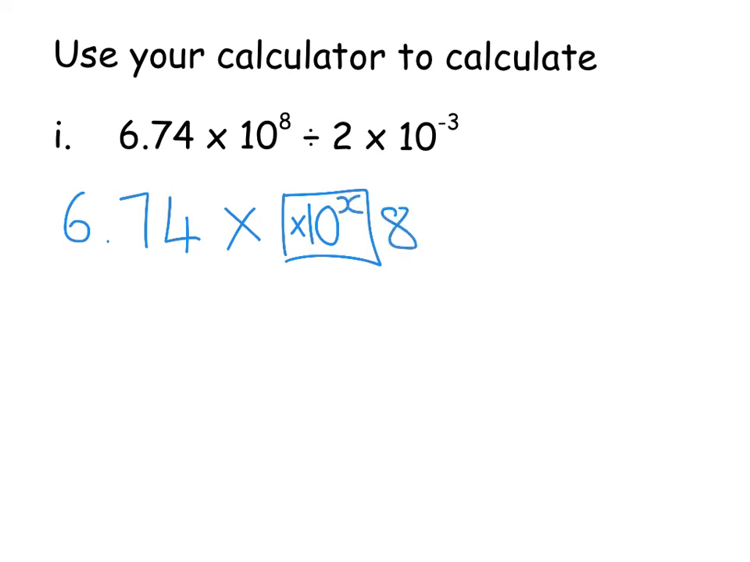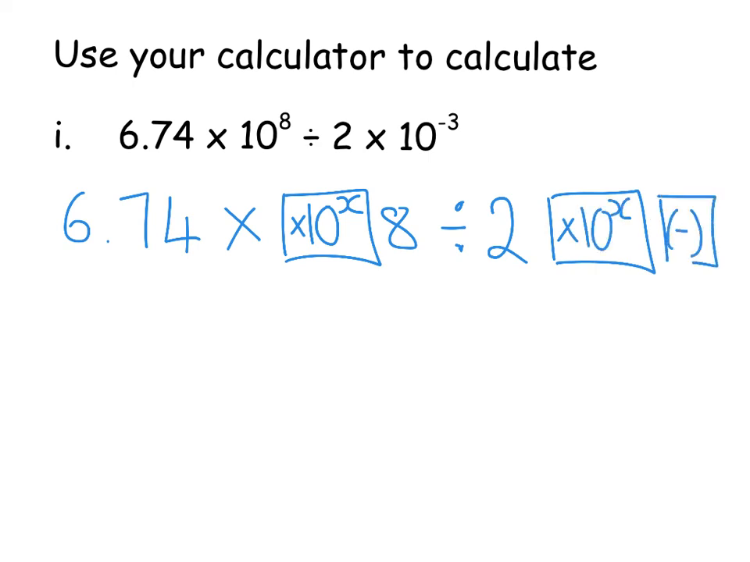So that is the first part of the sum. Then you would hit divide, you would hit the button number 2, then you would hit that special button again, and then you would hit your negative button, which I'm going to write like that, and then I would hit the number 3, and then I would hit the equals. So I'm sorry that's going a wee bit off. Now when I typed that into my calculator, I got this number. I got 337 with 1, 2, 3, 4, 5, 6, 7, 8, 9 zeros.